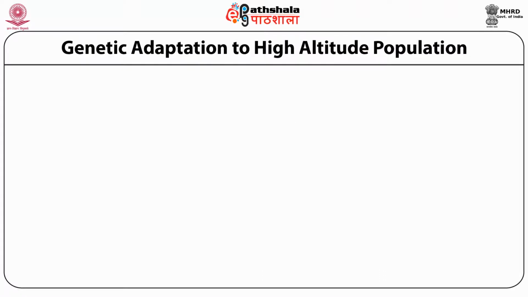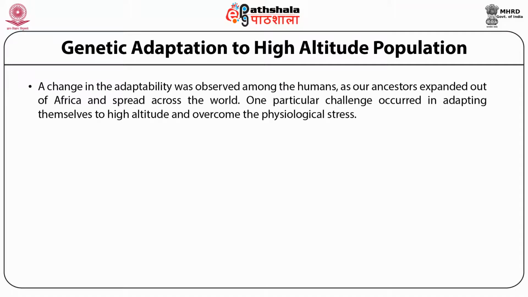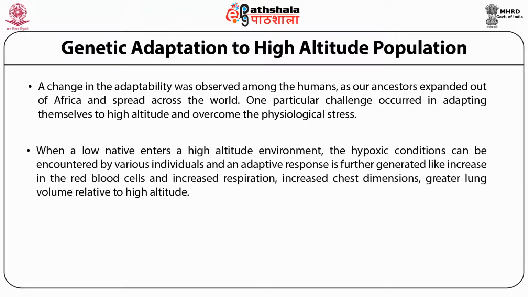Genetic adaptation to high altitude populations. A change in adaptability was observed among humans as our ancestors expanded out of Africa and spread across the world. One particular challenge was adapting to high altitude and overcoming the physiological stress. When a lowland native enters a high altitude environment, hypoxic conditions are encountered by individuals and an adaptive response is generated, like an increase in red blood cells and increased respiration, increased chest dimension, and greater lung volume relative to high altitude.